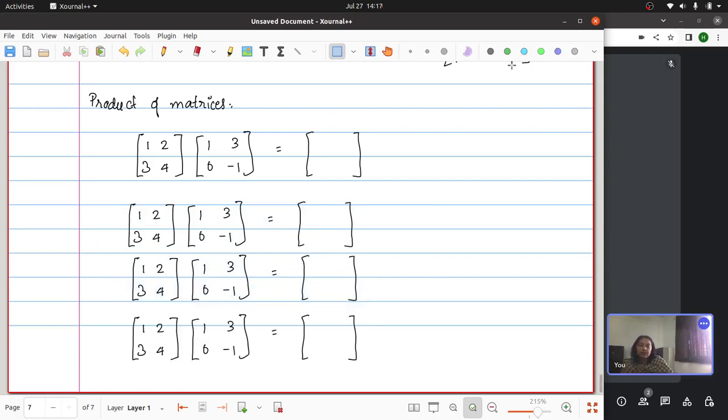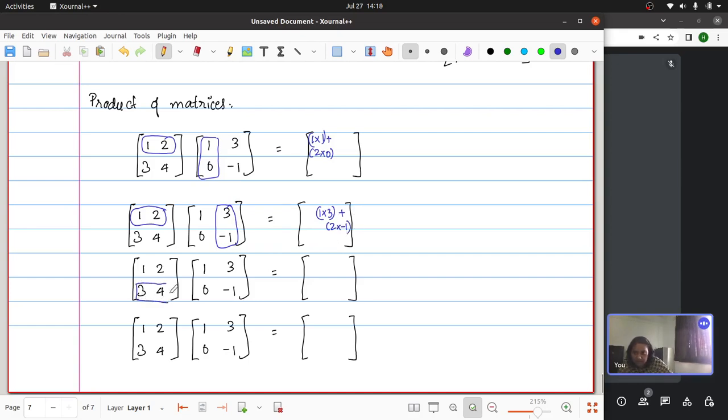Yeah. So the first task is, you look at the first row and first column, and what we do is multiply the corresponding entries and then take the sum. So what we are saying is 1 into 1 plus 2 into 0, that will be the entry here. So this will be 1 into 1 plus 2 into 0, and here you take the first row, second column, so that would be 1 into 3 plus 2 into minus 1.